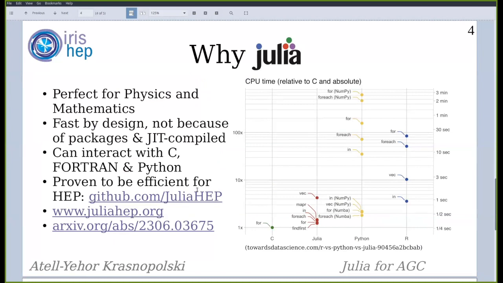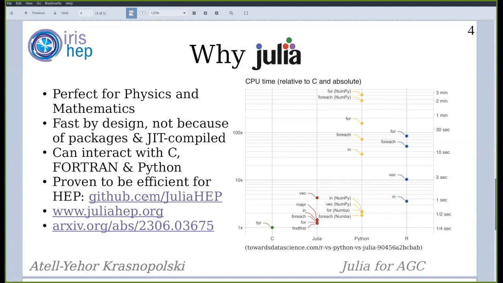Now let's talk about why Julia, what's so good about it. Julia is a high-level programming language that's advertised as perfect for physics and mathematics. It's basically fast by design, not with some packages, and it's JIT compiled. It has some nice interactions with other languages, but we're not interested in that for now in this project. And it's also proven to be efficient for high-energy physics.